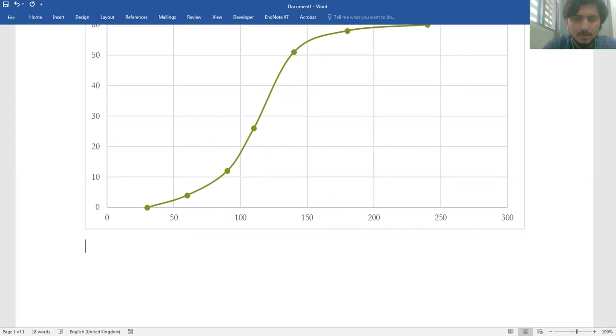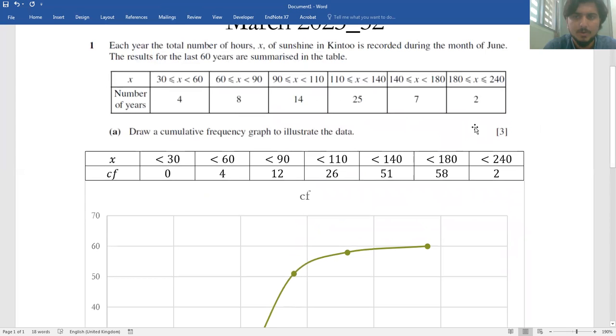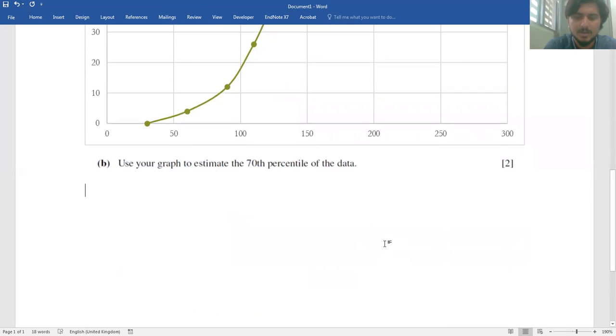Okay, then moving on to the next part. The question says, use your graph to estimate the 70th percentile of the data. How do you find the 70th percentile? How much data did we have? How many people did we have? Oh, sorry, not the people. How many years did we have? We had 60 years, the data for 60 years. So 70th percentile means we'll need to find 70% of 60, which is 42.